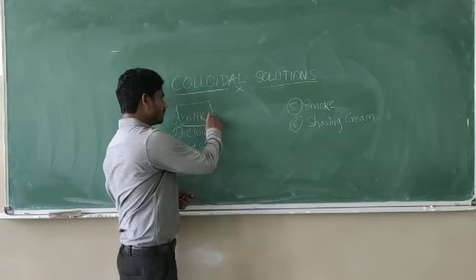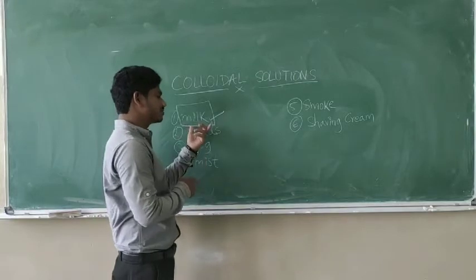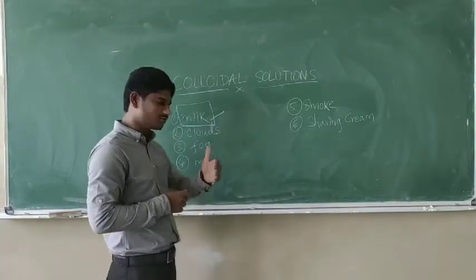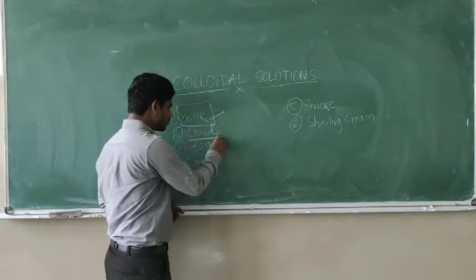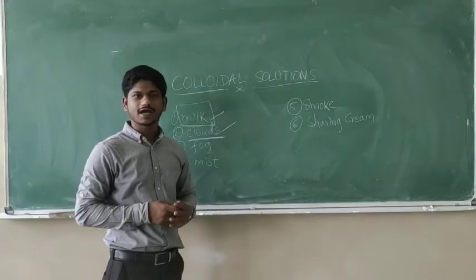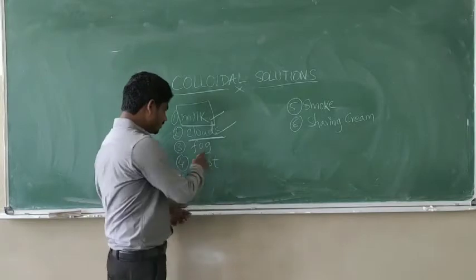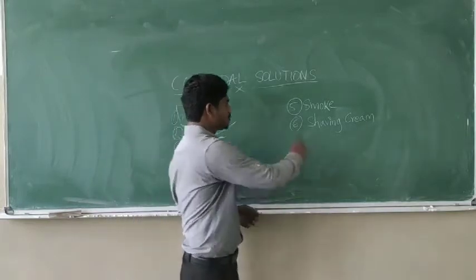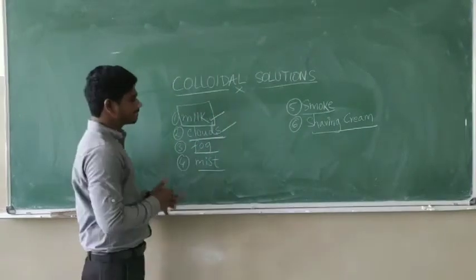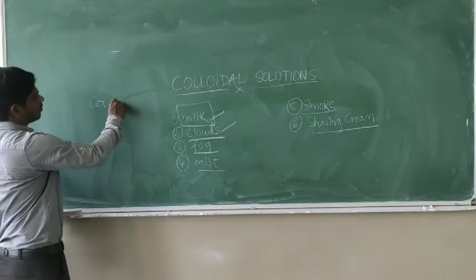For example, milk is a colloid. That means it is a liquid which is dispersed into liquid. I will come to that. Then one more example is clouds. The clouds that are formed in the sky are also an example of colloids. Then fog, mist, smoke, shaving cream, all of these are examples of colloids. So what do you mean by colloids?